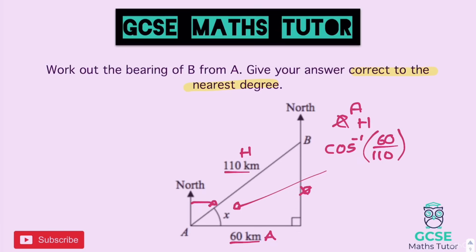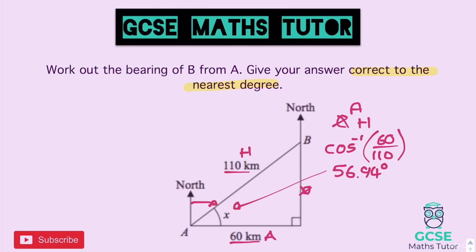Typing that into the calculator, we get 60 on the top, 110 on the bottom, and that gives us an angle there of 56.94 degrees. There we go, 56.94 degrees. I've rounded that to 2 decimal places. Since the question wants my answer correct to the nearest degree, that's going to be fine for me to just round that.